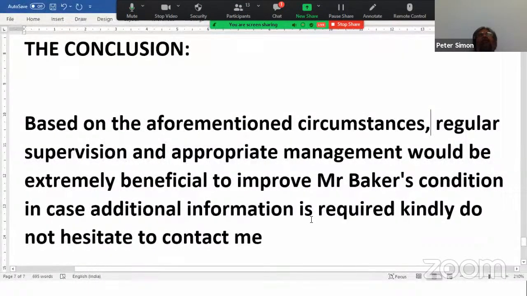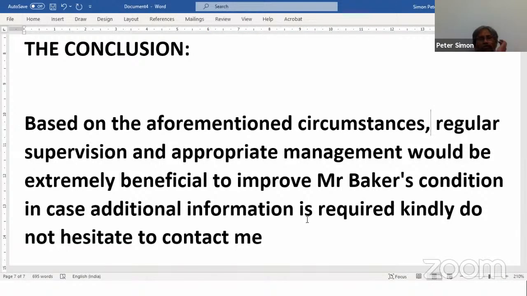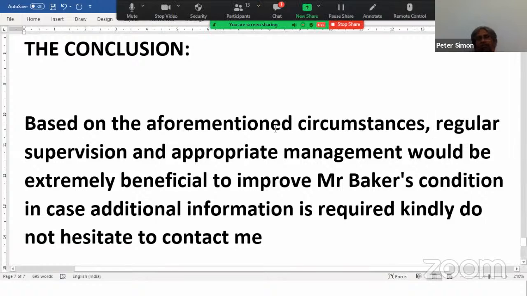Quality is deteriorating. Sir, how can we write 200 words? That is the greatness. That is your speciality. So, based on the aforementioned circumstances, comma, regular supervision and appropriate management would be extremely beneficial to improve Mr. Baker's condition.